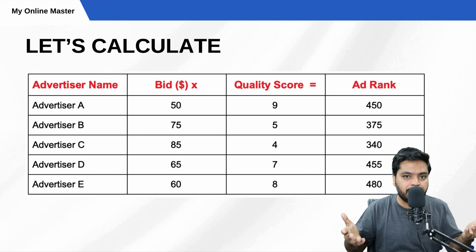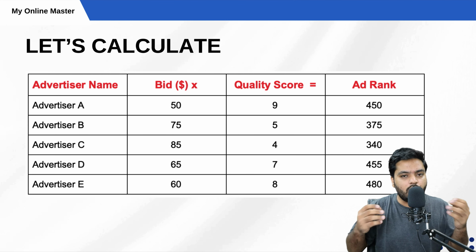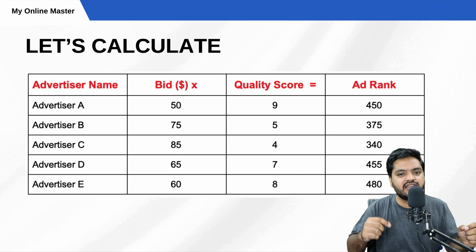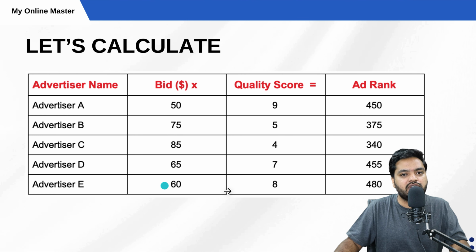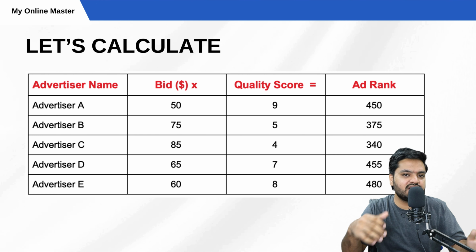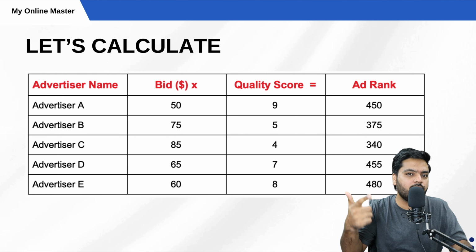Every time the search happens, every time the search changes, this auction happens again and again. So it is not a one-time process. It happens each and every second when there is a change in the search. So it means that the overall Google ads algorithm works on a variety of factors, that is quality score multiplied by CPC.